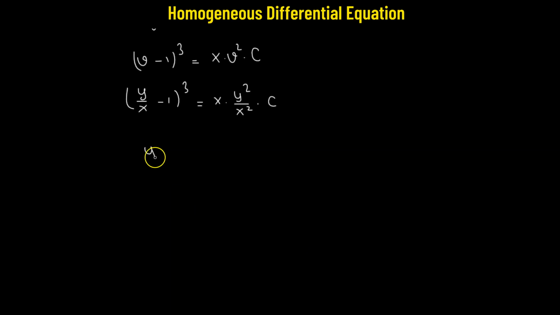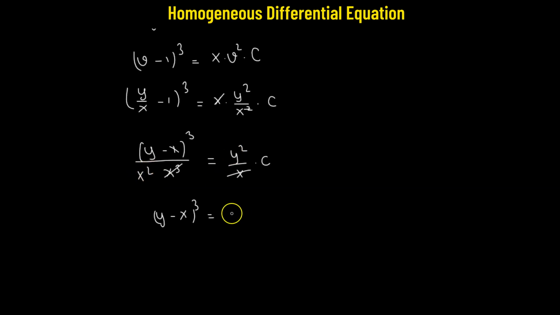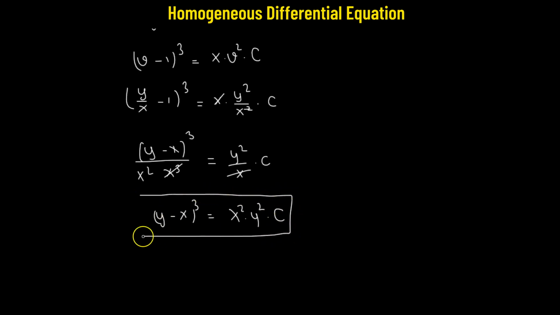Or we get (y minus x) whole cubed divided by x cubed, and that's equal to, so here 1 x and 1 x will get cancelled, so we have y squared over x times c, or (y minus x) whole cubed equals, we can cancel out 1 x from here and 1 x from here, so we'll have x squared. Let's cross multiply it, so we have x squared y squared times c. So this is a general solution.